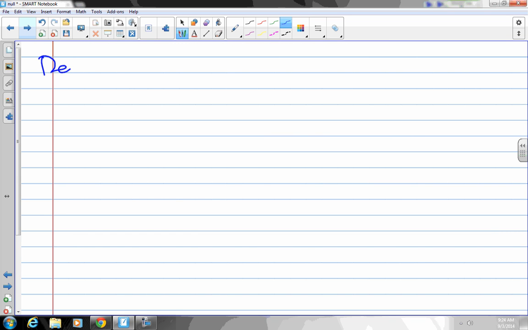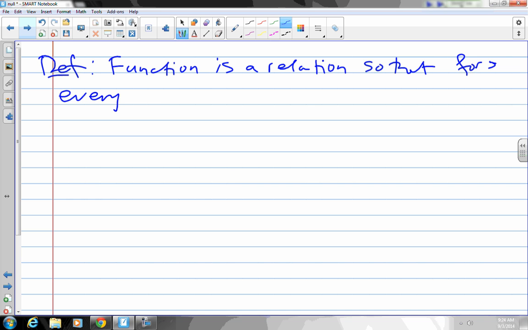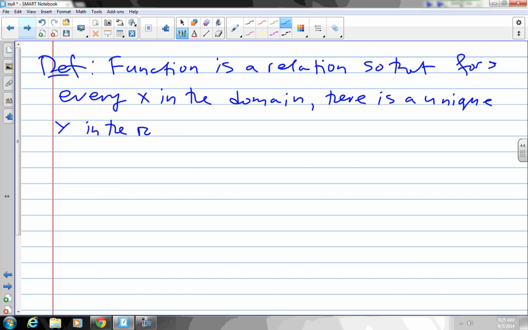So a definition of a function is a relation so that for every x in the domain, there is a unique y in the range.